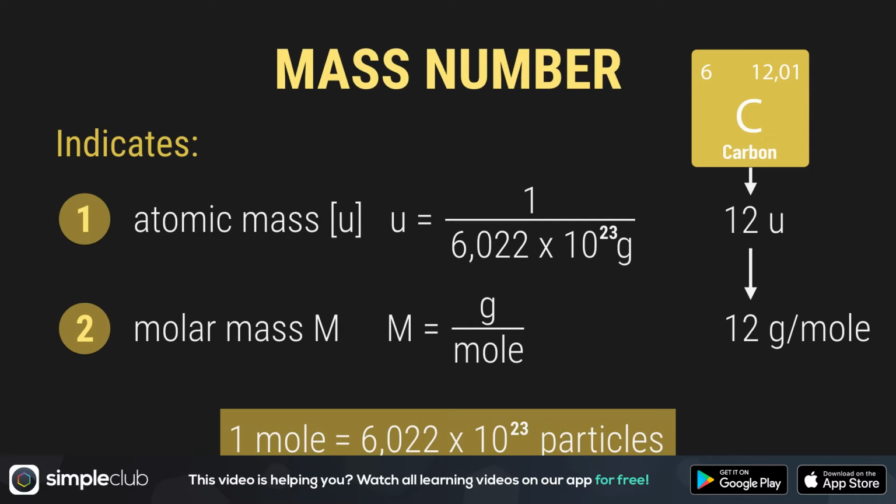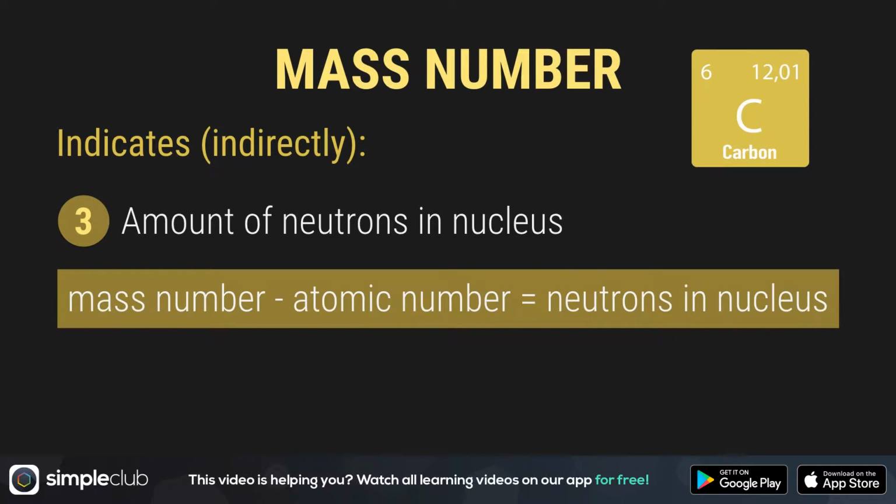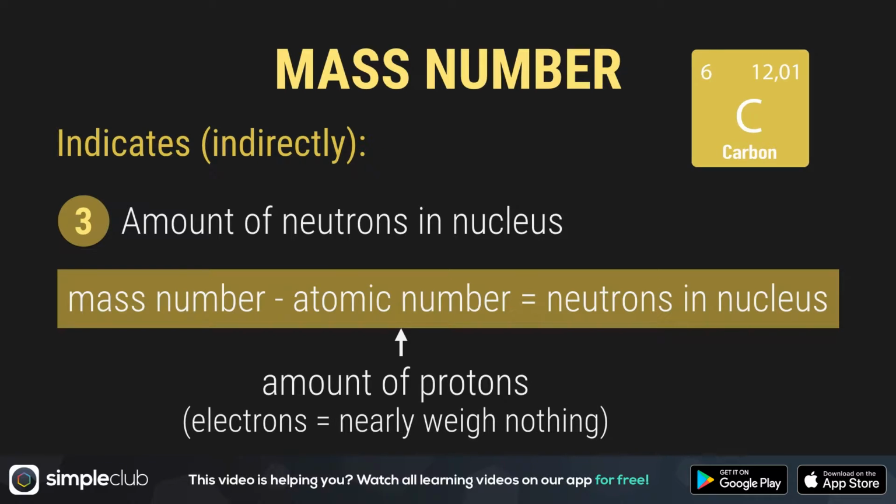With the mass number and atomic number, we can determine the amount of neutrons in the nucleus. To do this, we simply subtract the atomic number from the mass number. As a reminder, the atomic number represents the amount of protons. The electrons don't matter because they basically weigh nothing. The mass number minus the amount of protons gives you the number of neutrons. So for carbon, you would have to subtract 6 from 12, meaning there are 6 neutrons in the nucleus. If you're unsure about the terms like atomic mass and molar mass, check out our videos to learn more.